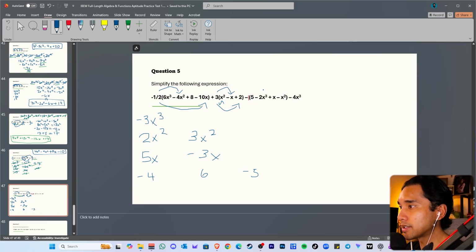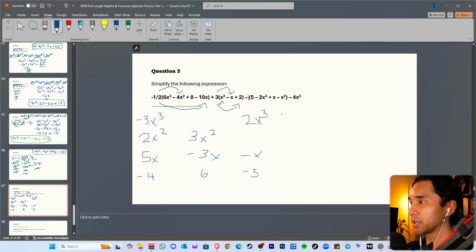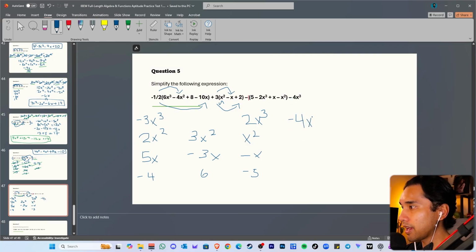What is negative 1 times negative 2x cubed? That is positive 2x cubed. What is negative 1 times x? That is negative x. And what is negative 1 times negative x squared? A negative times a negative equals a positive. That is x squared. And then you have this lonely minus 4x cubed. And we're just going to put it right here, like that.